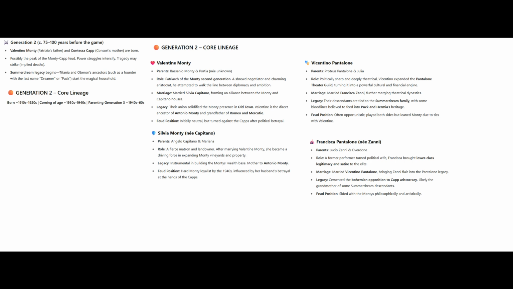Often opportunistic. Played both sides, but leaned Monty due to ties with Valentine. I kind of figured that, which would lean into how their daughter played into things. Francesca Pantalone Zanni. Parents Lucio Zanni and Oberon Zanni.